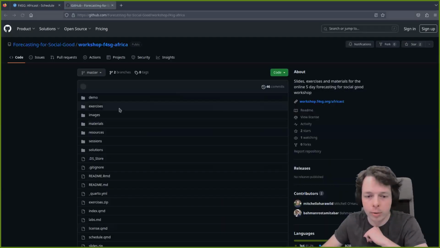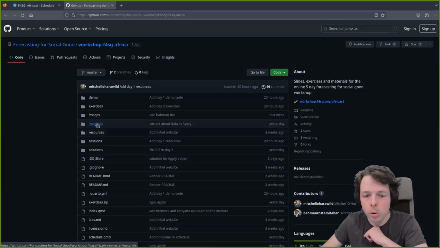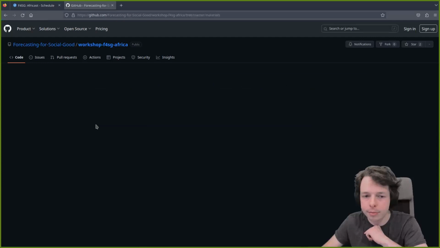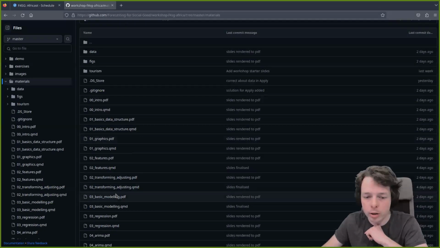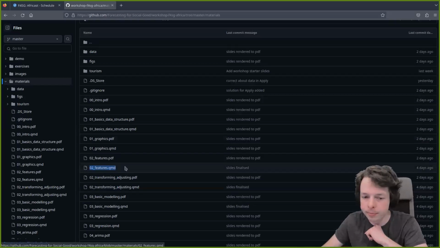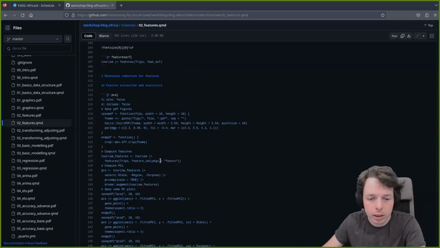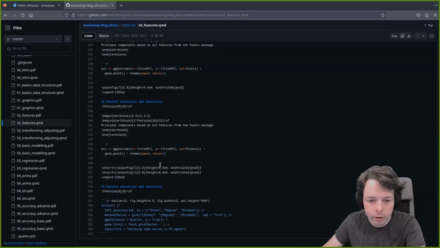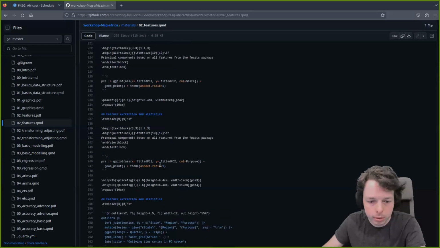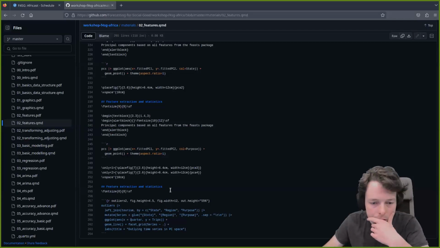So here's the GitHub repository. You've got all the folders. All of the slides are stored in the materials folder. Currently we're working on the features slides. You can find all of the code to produce all of the plots and slides here. And in particular, the rounded figure should be here. I've not looked at this for a while, but the code should be all here.